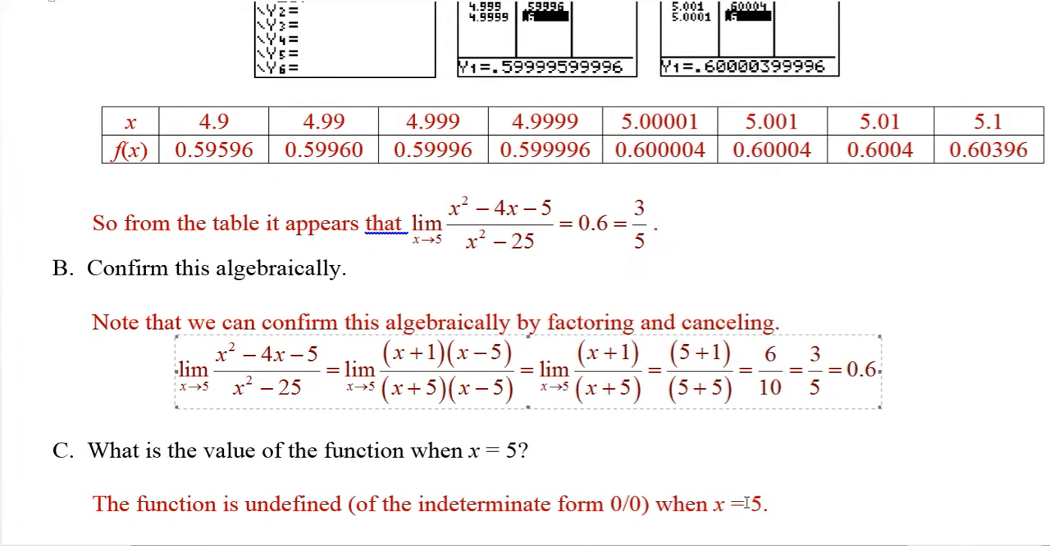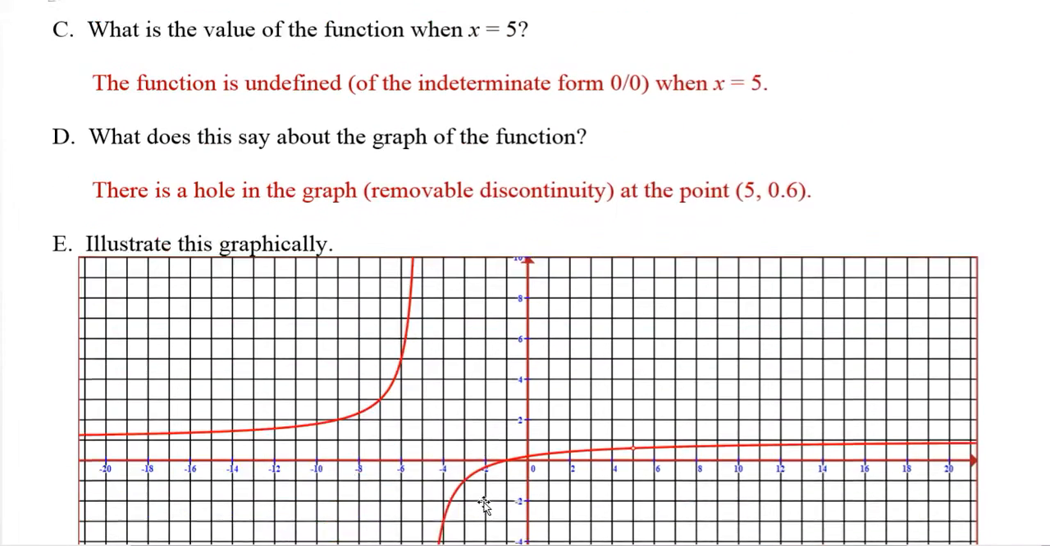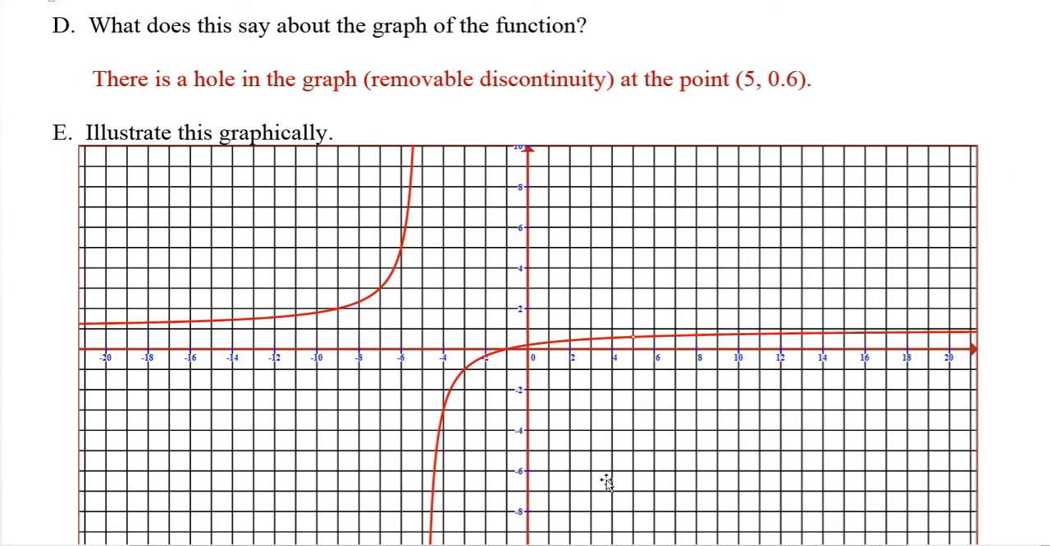So the fact that the function is undefined but it has a limit says there's a hole in the graph, also known as a removable discontinuity at the point (5, 3/5), or (5, 0.6). And if we graph the function, there we see it graphed, you see a hole in the graph right there when x equals 5 and y is 0.6.